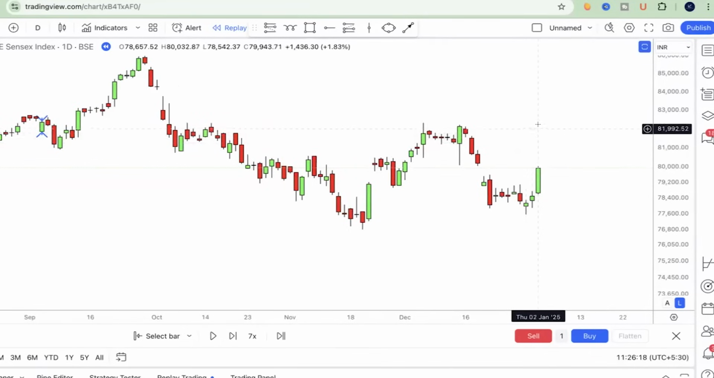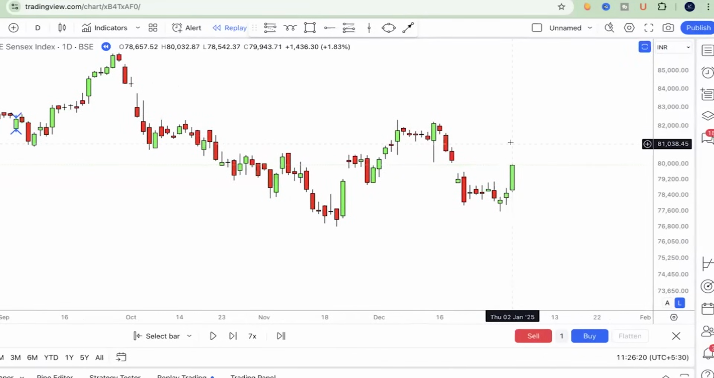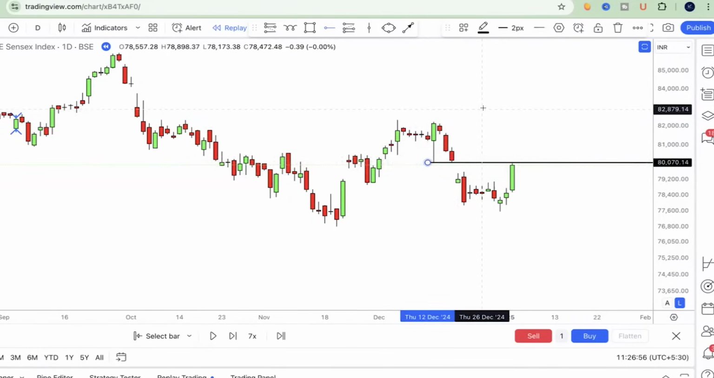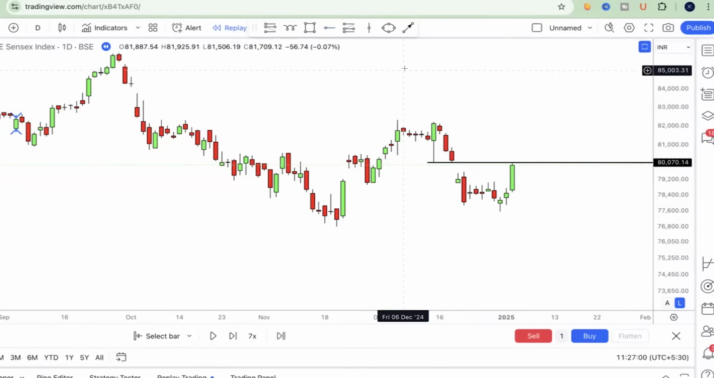Now for that, let me give you this Sensex example. You can see that when is Sensex expiry, 3rd January, it was on Friday, right? So this was a strong support. Now that strong support will become resistance. Why? Same simple price action logic. Support becomes resistance, resistance becomes support. So this 80,070 will be strong resistance.